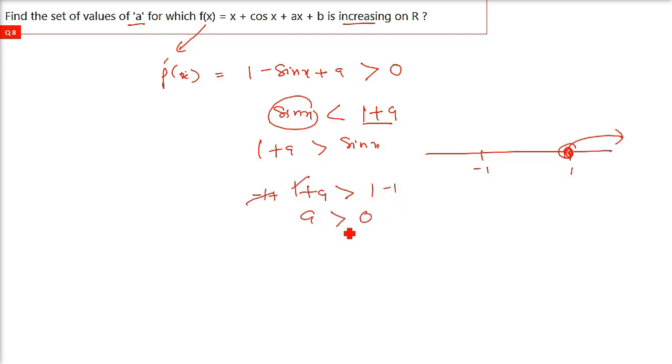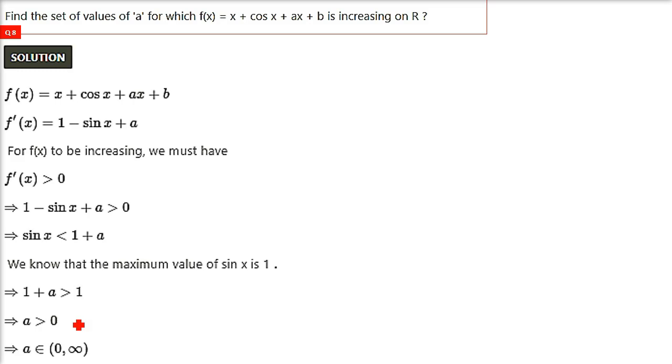0. But we need to find out the set of values for a, not the single value. What does it mean? We have to start with 0, go up to wherever we want, but wherever we go will lead us to positive infinity. So a greater than 0 just means a belongs to 0 till infinity. This is your answer. Now, how are you going to write it? This is the way we are going to implement writing.